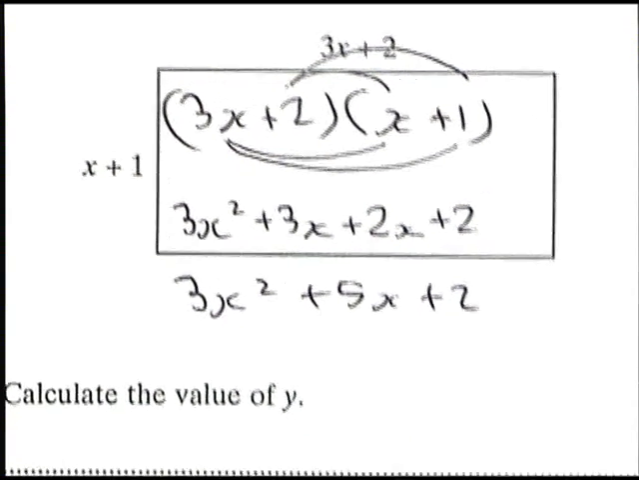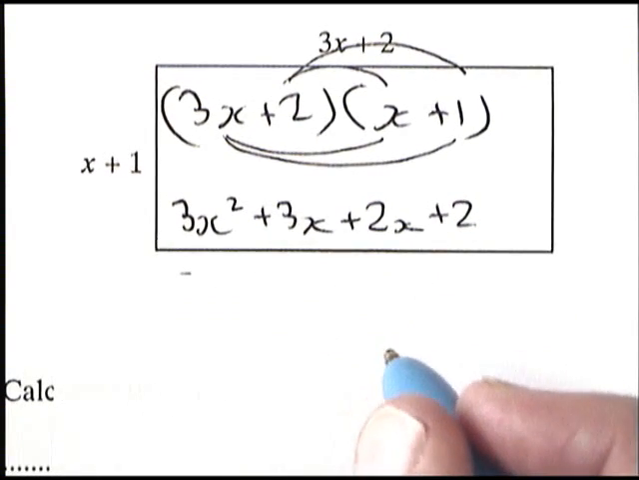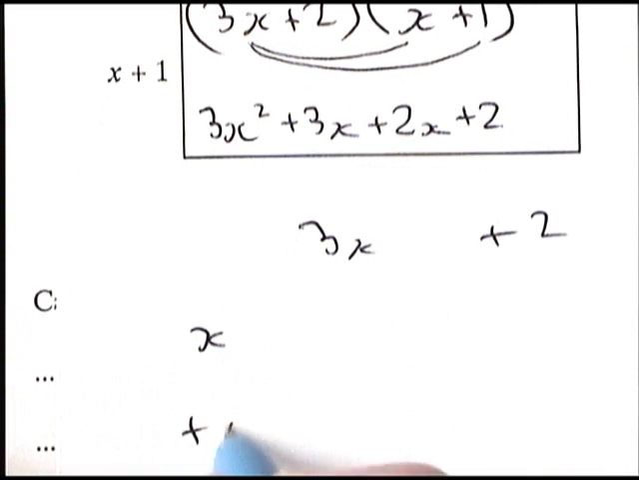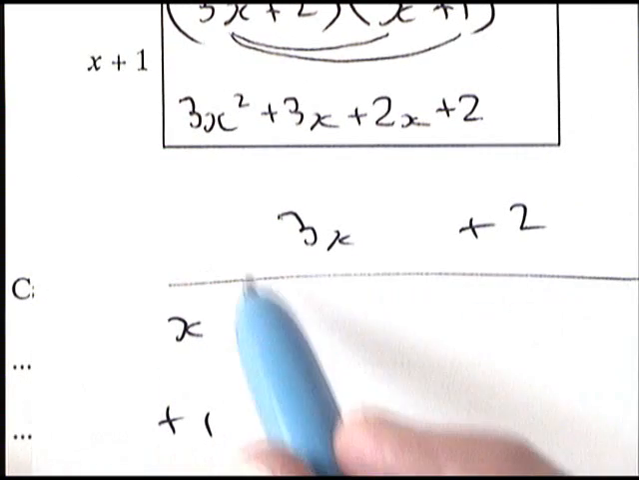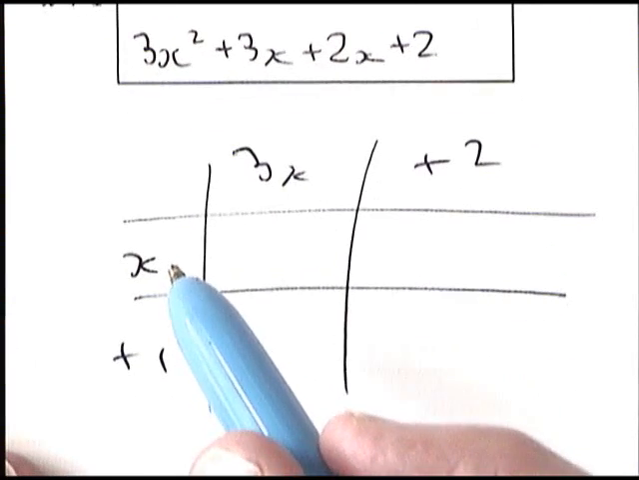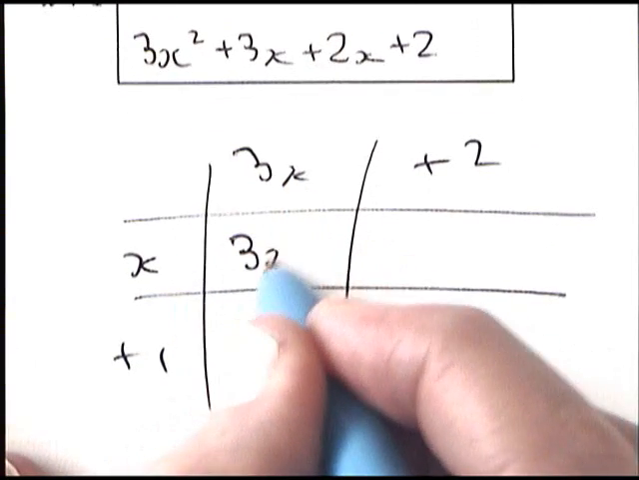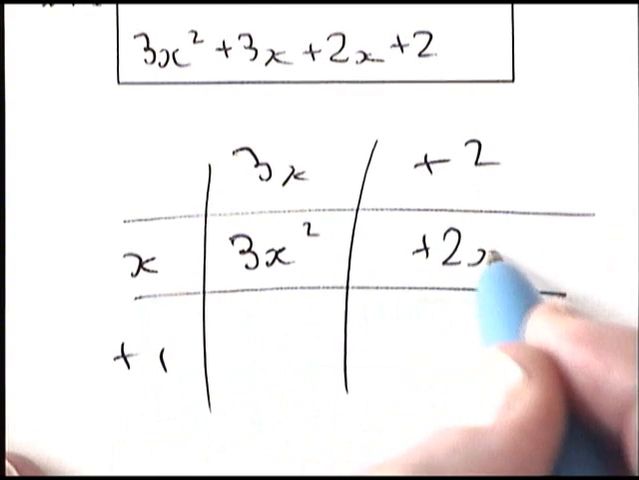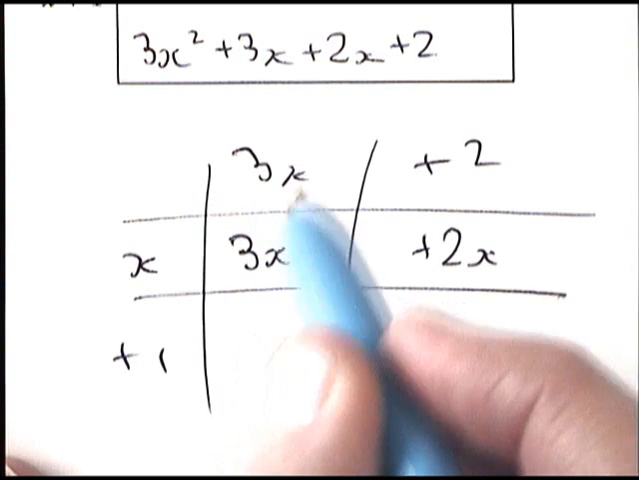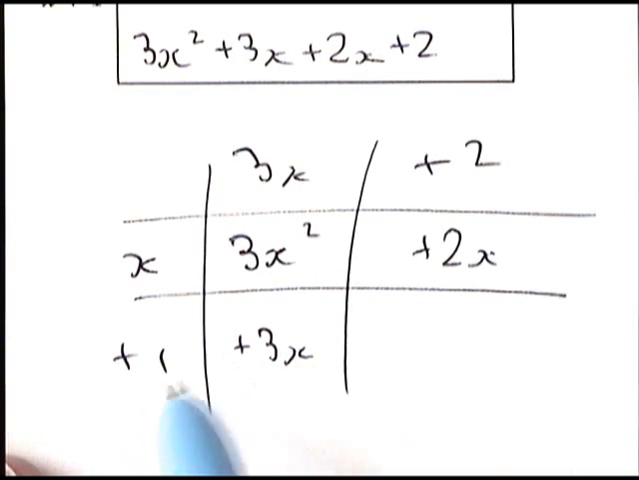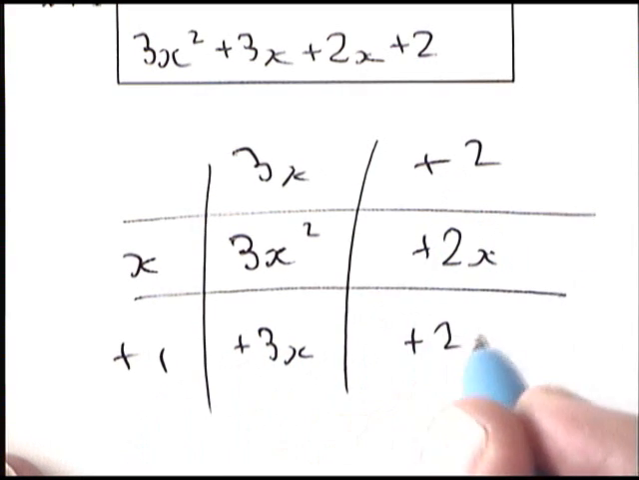Another way of doing that multiplying together, we had to multiply together 3x plus 2 and x plus 1. And another method of doing it is this grid method. So if we times x by 3x, we get 3x squared. If you times x by plus 2, you get plus 2x. If you times 3x by plus 1, you get plus 3x. If you times plus 1 by plus 2, you get plus 2.